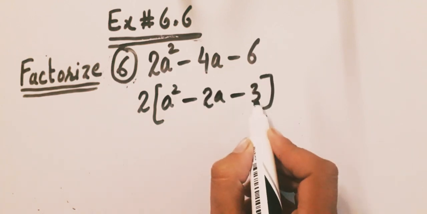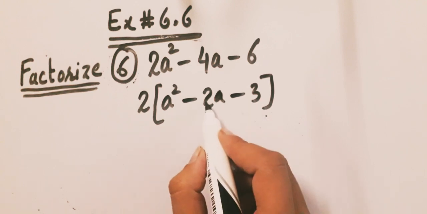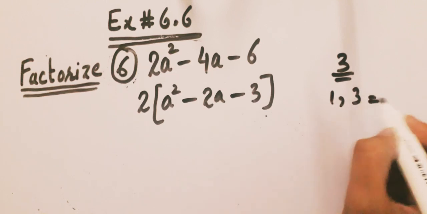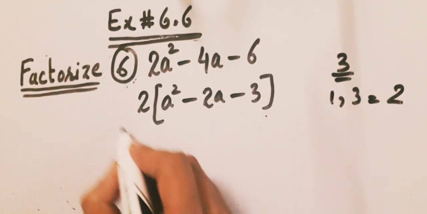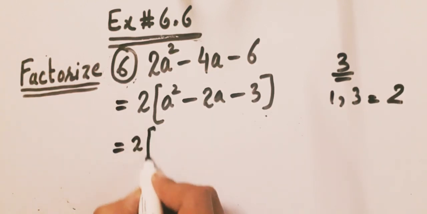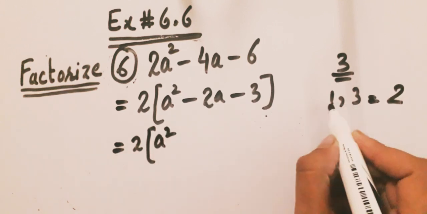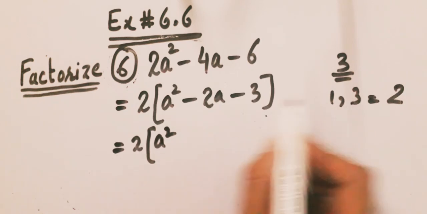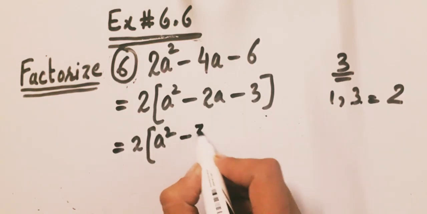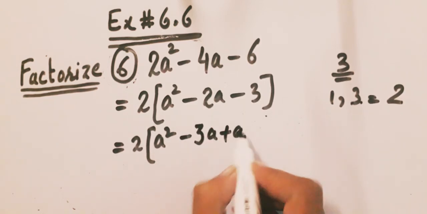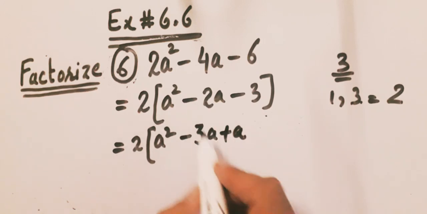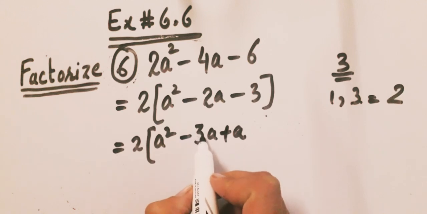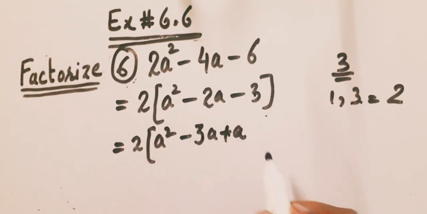Now you will make the factors of 3 such that when they are subtracted, they give 2. So 1 and 3, when they are subtracted, give 2. So a square, 1 and 3 are the factors, and you will use the negative sign with the large quantity. So minus 3a and plus a, because minus plus is minus. Minus 3a plus a becomes minus 2a, and when we multiply minus 3 and 1, it will give minus 3.